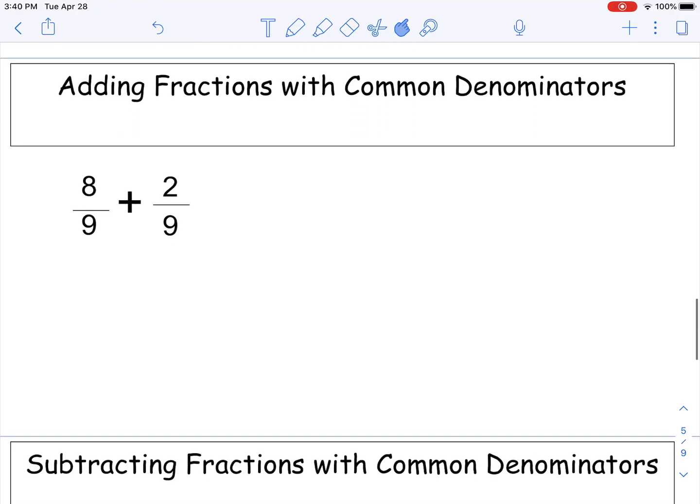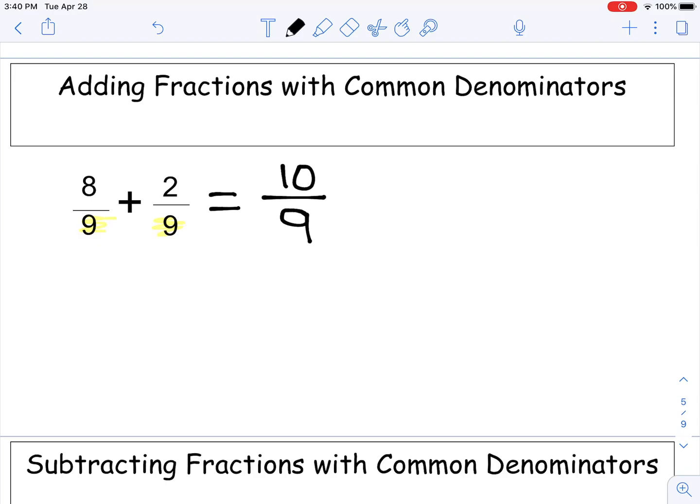All right. Adding fractions with common denominators. Whenever you add fractions, the first thing you do is check out that bottom number. And since they are the same, you can add the numerators. 8 plus 2 is 10. And you always keep the denominator. So I have 10 over 9.